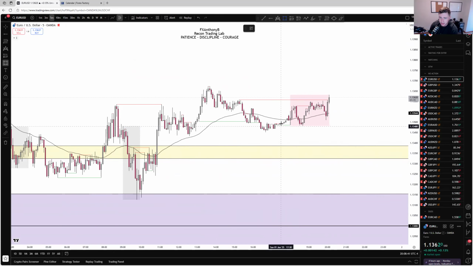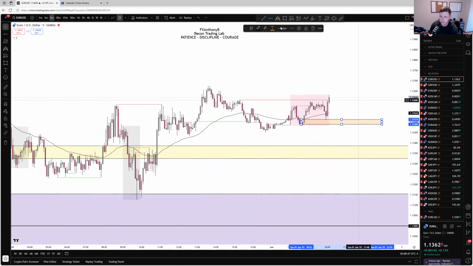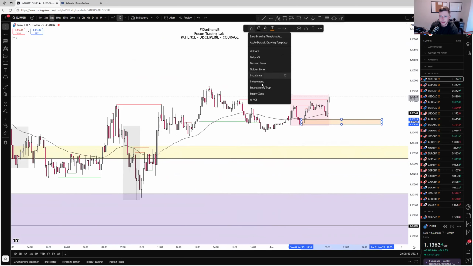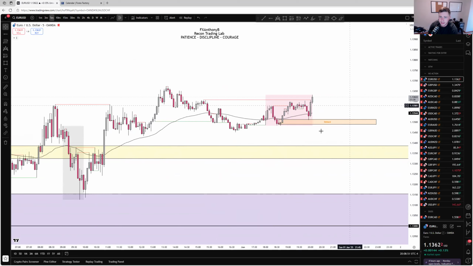Price is mitigated there. This is a valid demand zone. And some of you might be thinking, how is this a demand zone? Well, it's also an inducement as well. And as you can see, it has been mitigated here, but that would have been your entry. That is the perfect push retest entry.